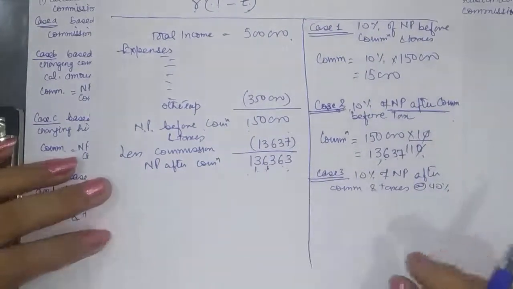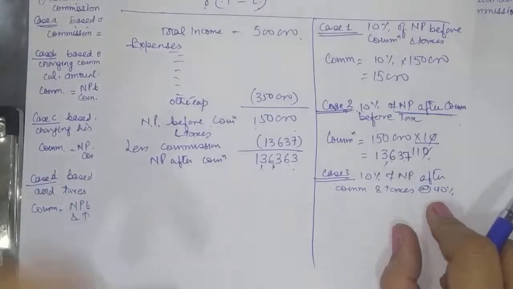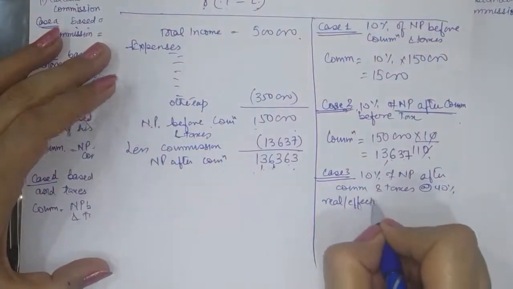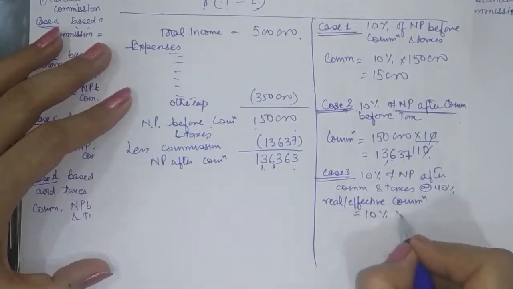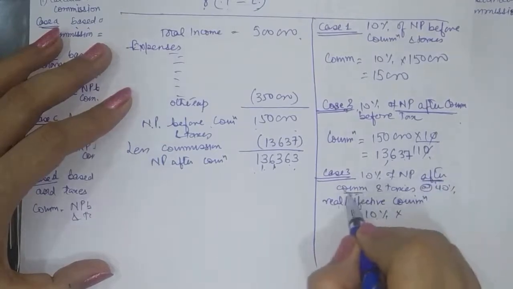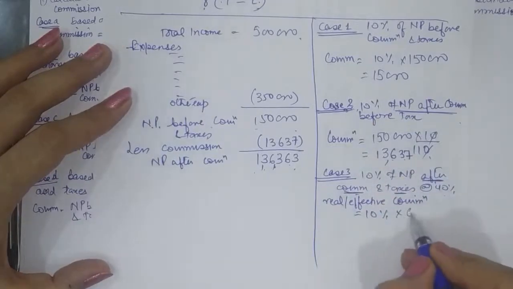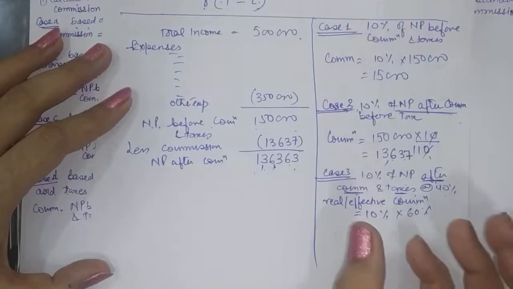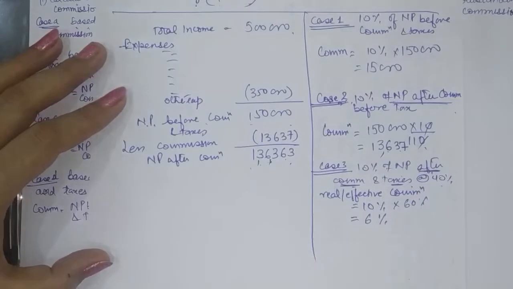Now if the company is having a tax bracket of 40%, it means it will be left with a profit of 60%. Understood? So the real or effective rate of commission is 10% of the profits, but your profit after taxes is going to be, for commission we change the base, but for taxes we will have to change the rate. So your 40% tax is there, it means you will be left with 60%. Okay, so you will be having 60% of profit if you pay 40% tax. So effectively you have 6% commission rate.